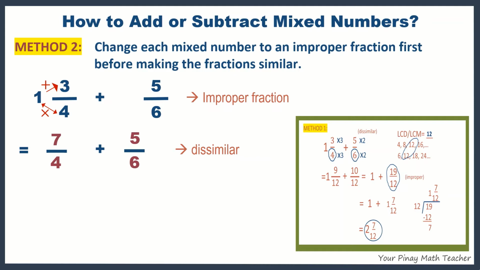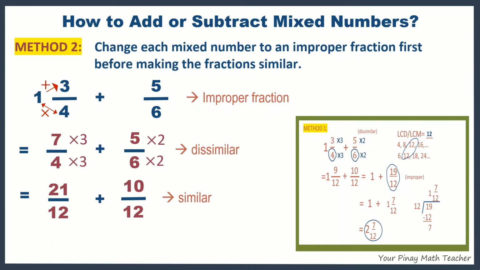So what will you multiply to 4 in 7/4 to get 12? So 3. 4 times 3 is 12. Then multiply also 7 by 3. How about in 5/6? What will you multiply to 6 to get 12? 2. So do the same in 5. So we get a fraction of 21 over 12 plus 10 over 12. These are now similar fractions. We can now add them. 21 plus 10, we get 31 over 12.